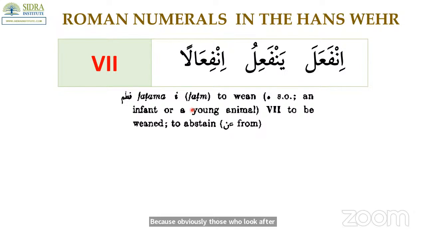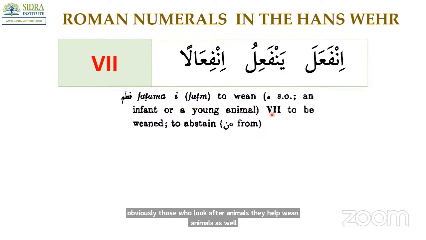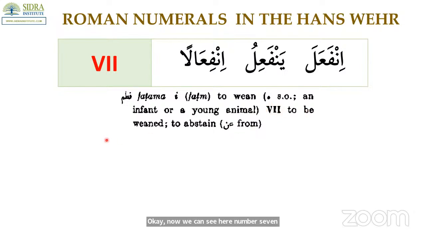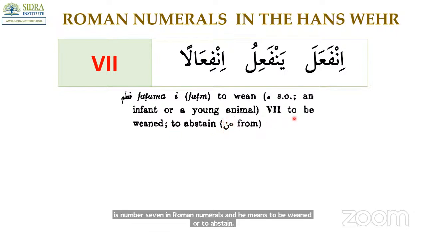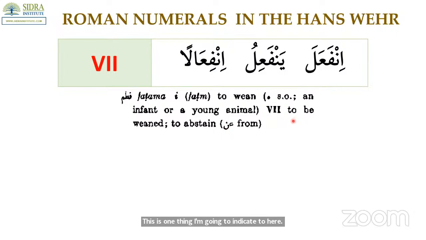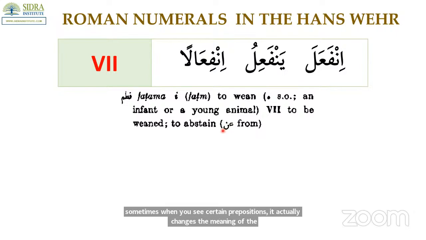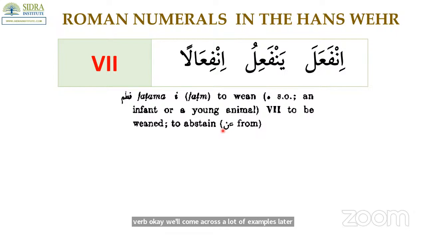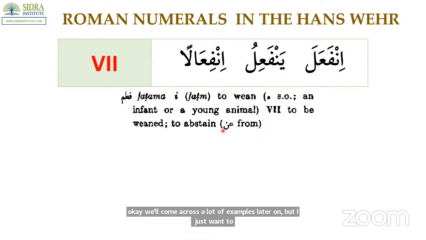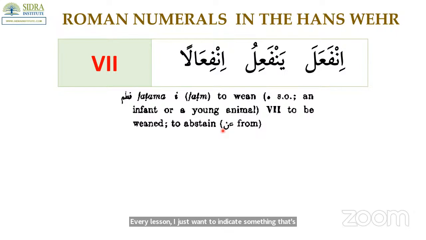Okay, and if it's in relation to animals, because obviously those who look after animals, they help wean animals as well. Now we can see here number 7. This is number 7 in Roman numerals, and it means to be weaned or to abstain. This is one thing I'm going to indicate here: every verb has a unique way it's used in the Arabic language. So sometimes when you see certain prepositions, it actually changes the meaning of the verb. We'll come across a lot of examples later on, but every lesson I just want to indicate something that's going to come after.